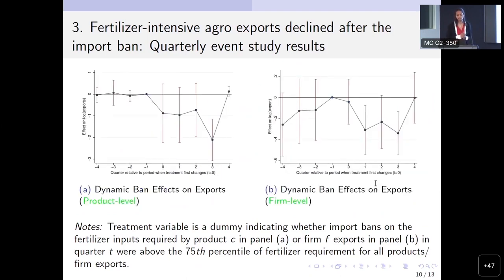Now, if we look at the effect of the ban on exports at the firm level, we see a very similar picture: right after the ban was instituted in period 0, there was a sharp decline in agricultural exports, and it stays like that for about 3 quarters, and this decline was about 28%. Now, you see that the largest declines here, for example for products, happen 3 quarters later. For firms also, you see it happens 3 quarters later, because any effect on exports takes time to materialize. Fertilizer is just an input. It goes into production. From those productions, some things will be exported. So that explains some of the delayed effects.